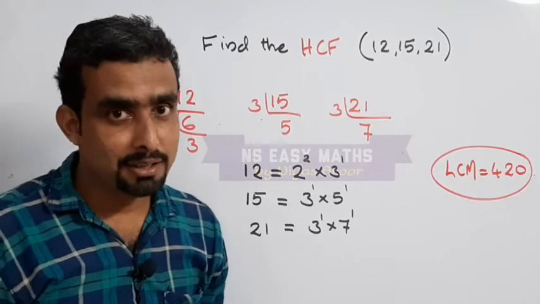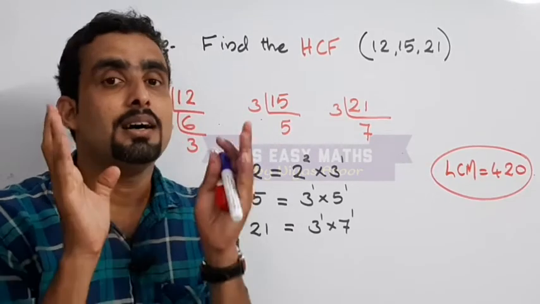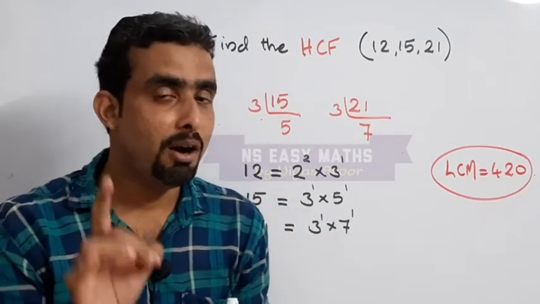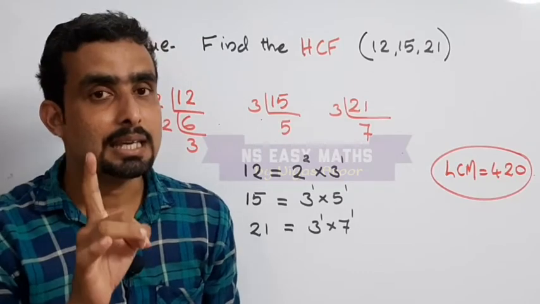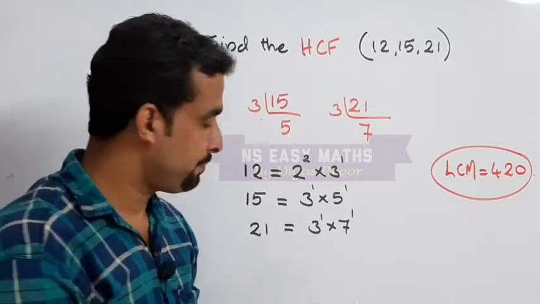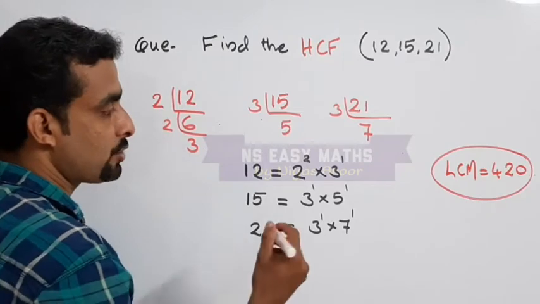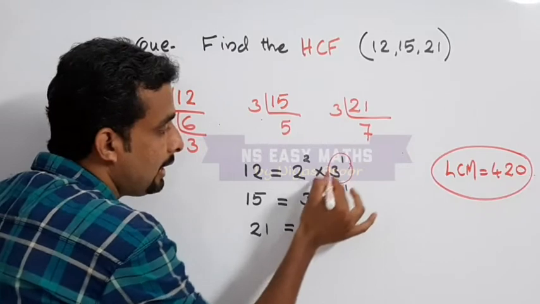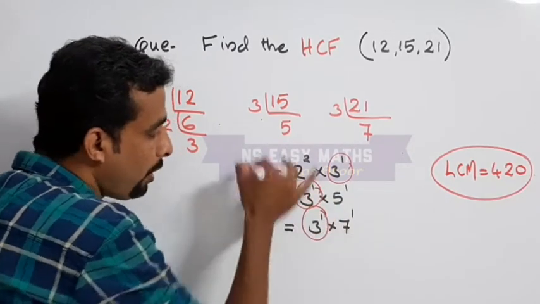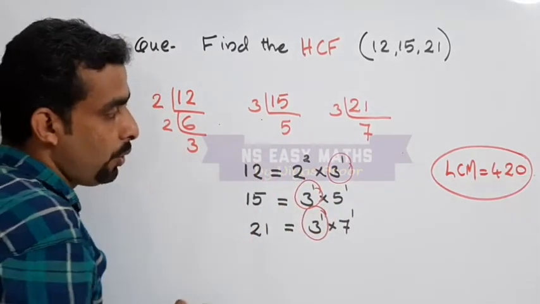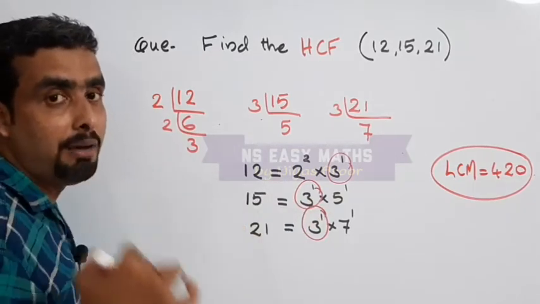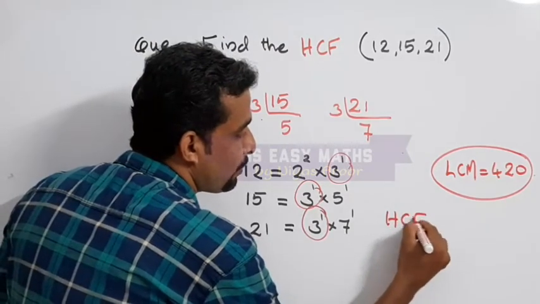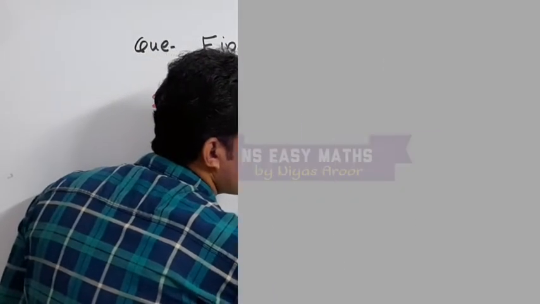And what is HCF? Take the smallest power of each common prime factor. So what are the common prime factors here? Only 3 is common for all the three numbers. Okay, so 3 is common, and which is the smallest power? 3 raised to 1. So HCF is equal to 3 raised to 1 is equal to 3.